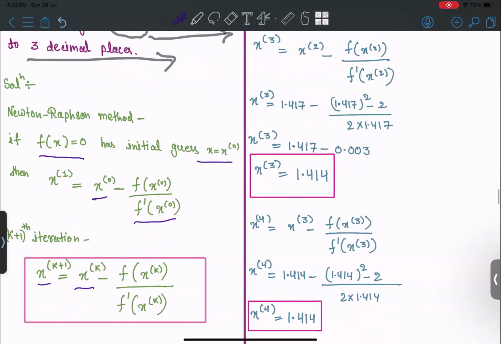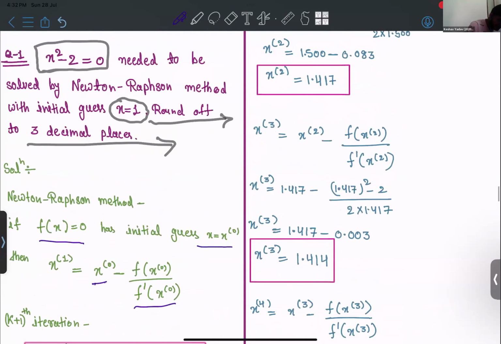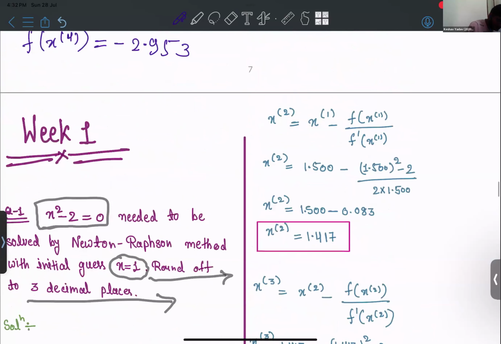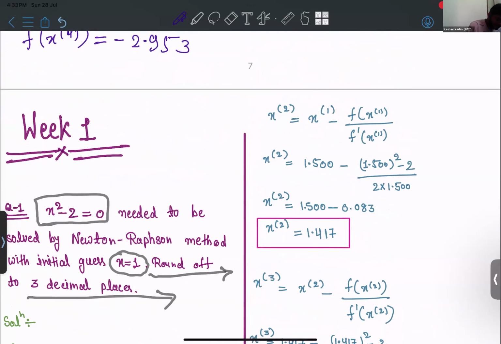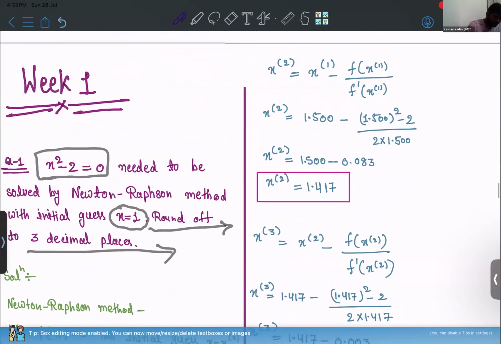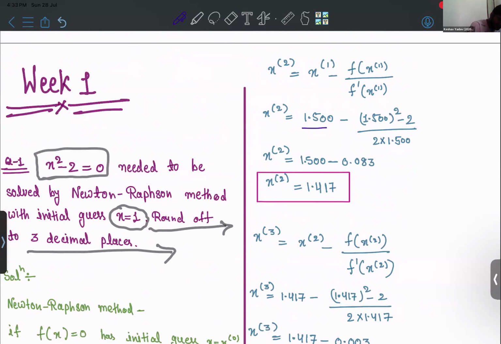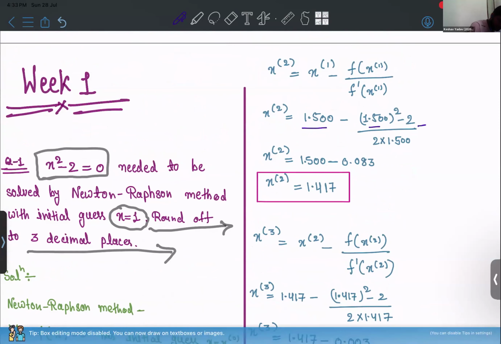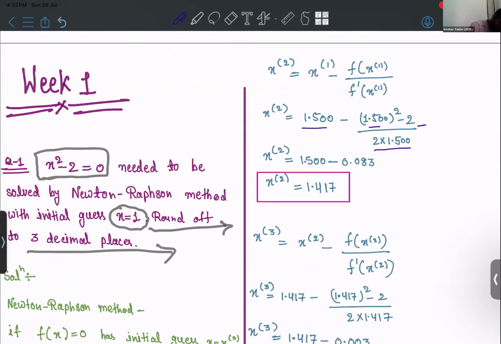1.500. Okay. Then in the second iteration, x at the second iteration will be equal to x at the first iteration minus f of x at the first iteration divided by the derivative of f at the first iteration. So 1.5 minus (1.5 square minus 2) divided by (2 multiplied by 1.5). This will give us 1.417. This is the x at the second iteration value.